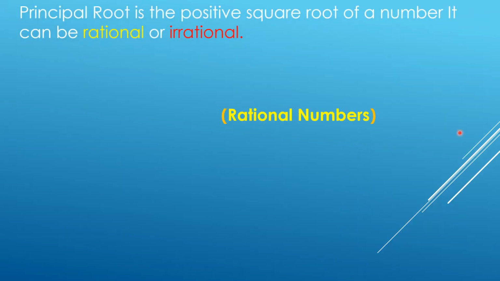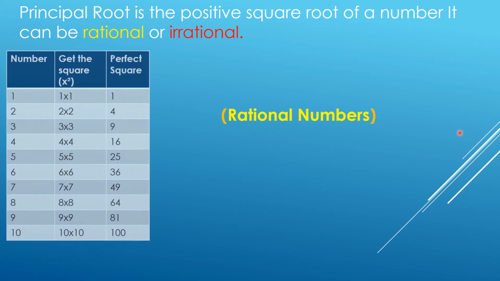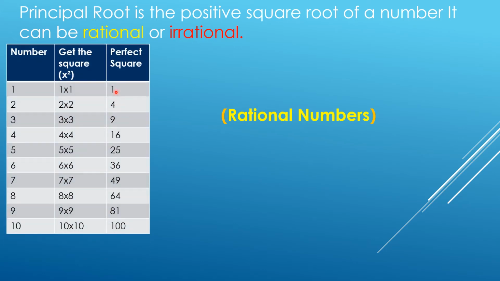Now, this time, focus lang tayo doon sa positive. Kanina, di ba, mayroon akong dalawang tables. Dito, positive. Dito naman, negative. Ngayon, focus tayo sa positive square root. And that is what we call principal root. The principal root is the positive square root of a number. It can be rational or irrational numbers. Okay? So now here, square root of 1, that is 1, positive.